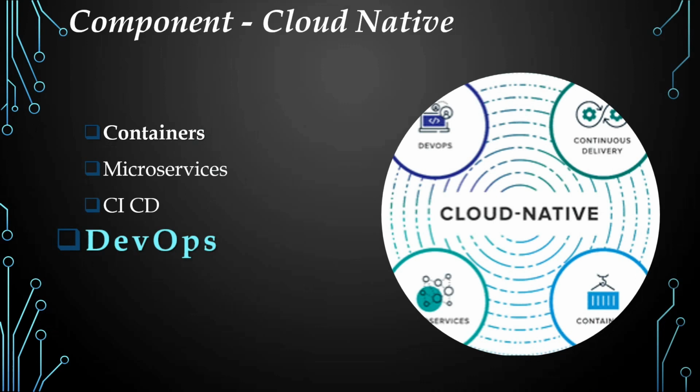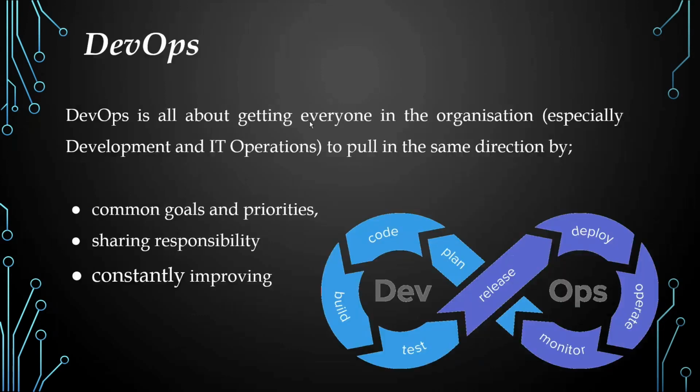So DevOps. Everybody has shared their input from their perspective, and some of them were accurate, some of them were focused on only one part. But let me tell you a very quick diagram, and then we'll discuss what is DevOps. DevOps is all about getting everyone in the organization, especially development guys and IT operations, to pull in the same direction, because they were moving in different directions. That's why the goal is not achieved. So pulling them in one direction, on one path, so you can get the one goal. This is the motive.